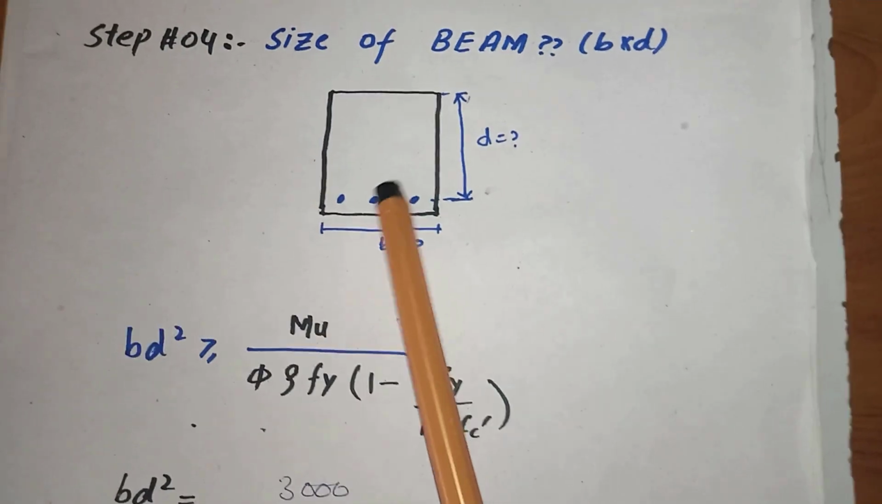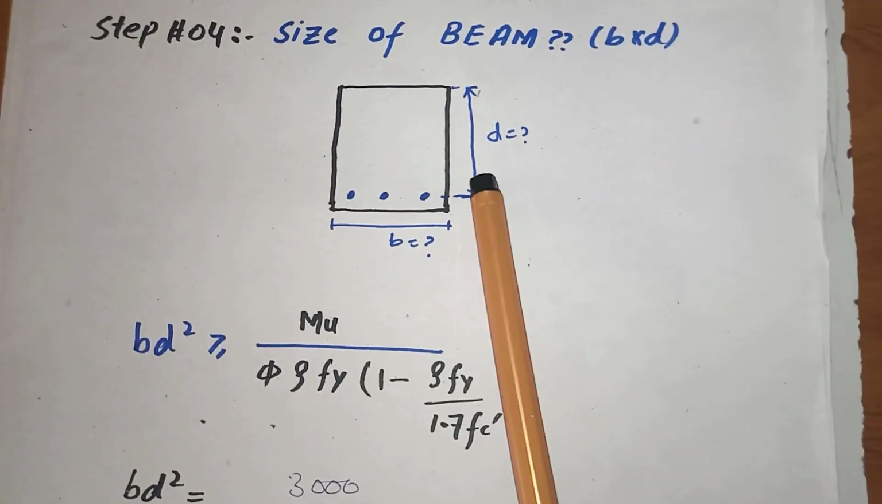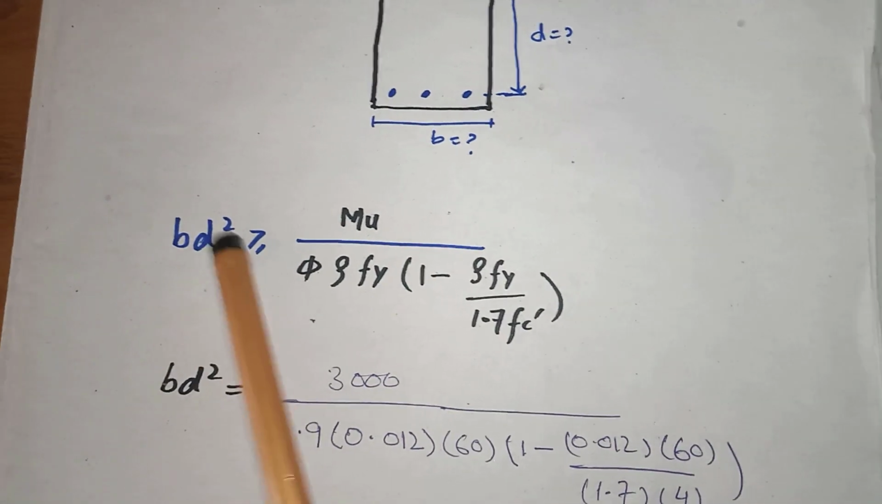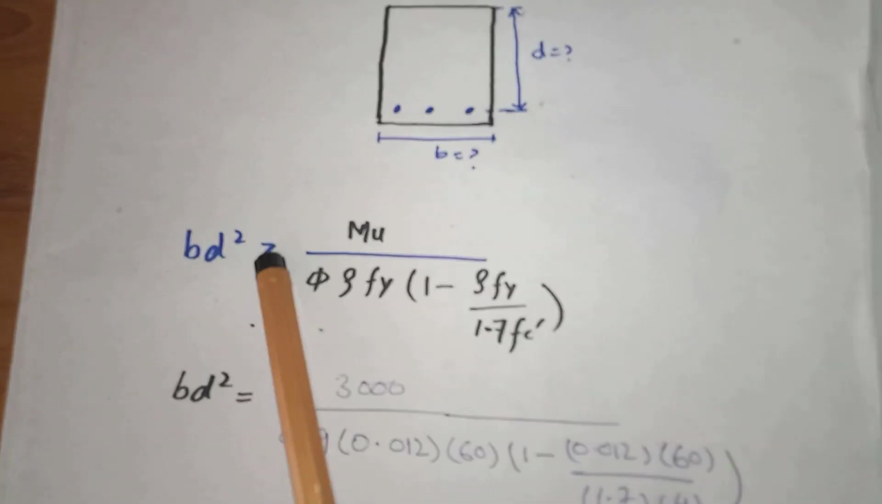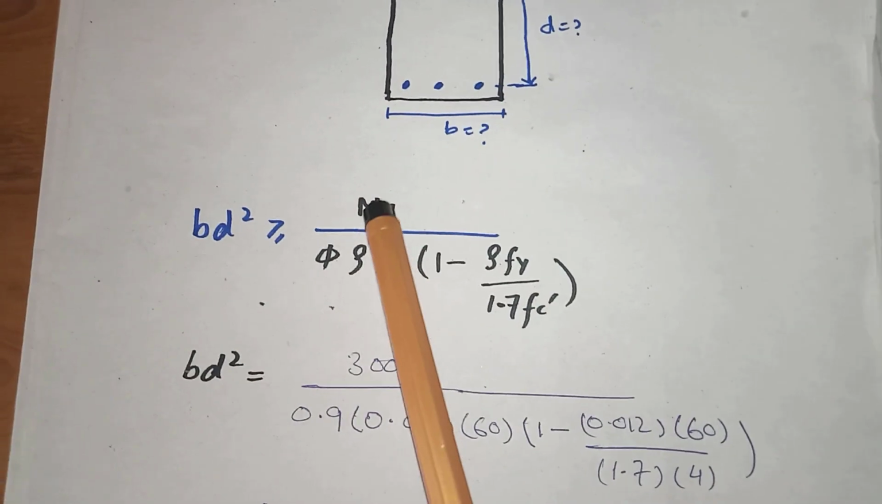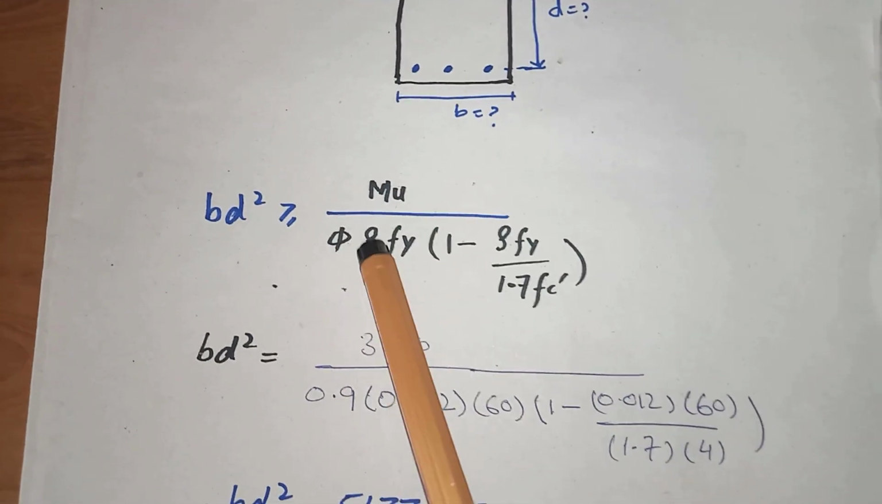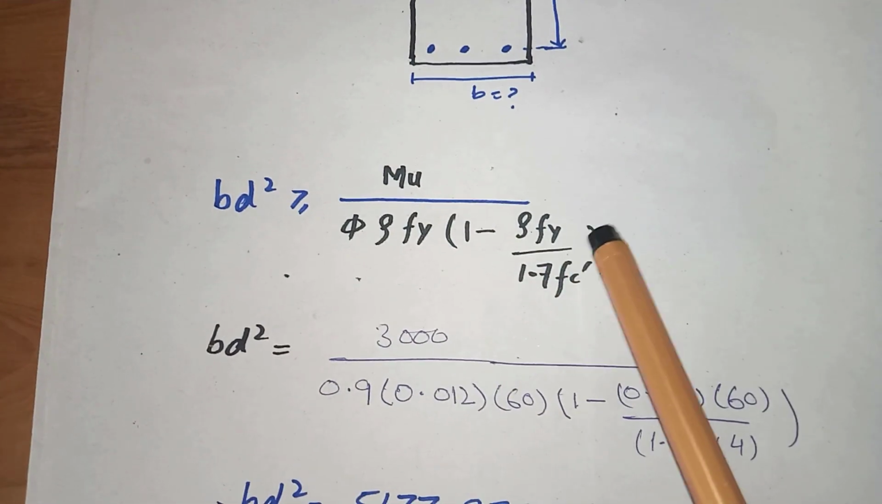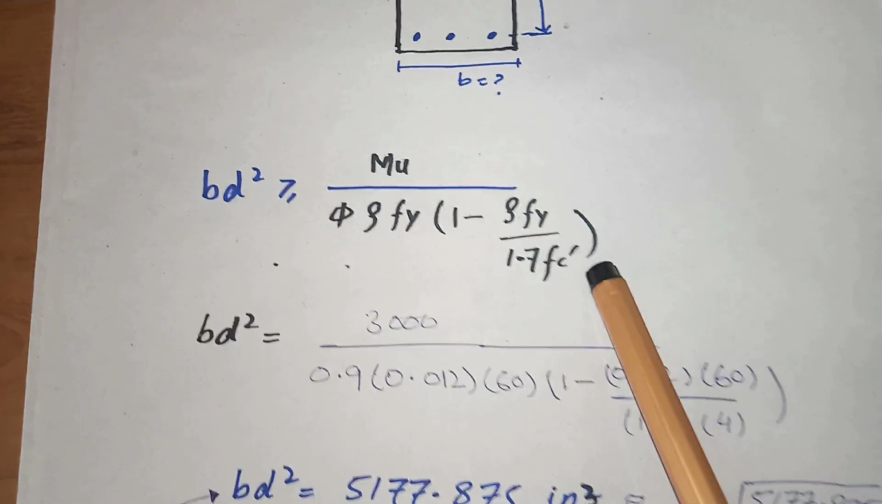So here we have to calculate that B and D. According to ACI, we have a formula for BD. BD square should be greater than or equal to this one: MU divided by phi rho, that is steel ratio, Fy, into 1 minus rho Fy divided by 1.7 Fc prime.